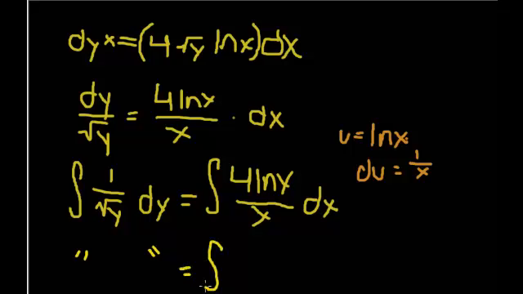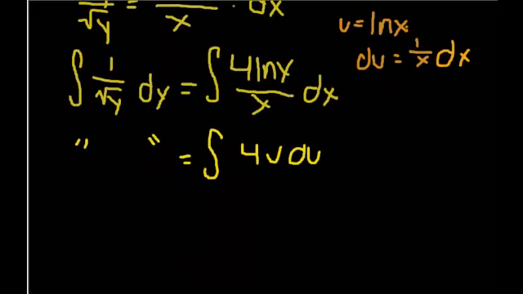And since we're subbing u in, we still have the integral of 4u du. Oh, just noticed I forgot something. There needs to be a dx over here. There we go. Now you can take the antiderivative. So the antiderivative of 1 over the square root of y is just 2 root y.